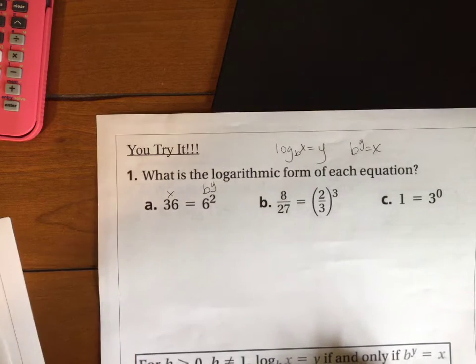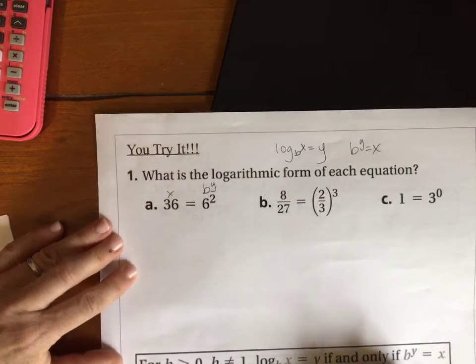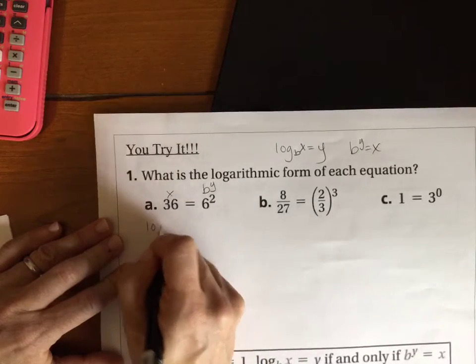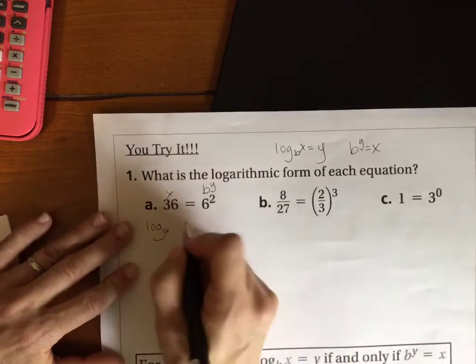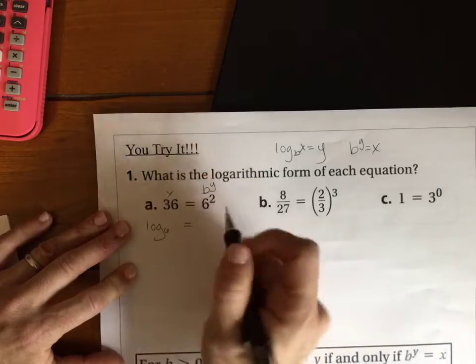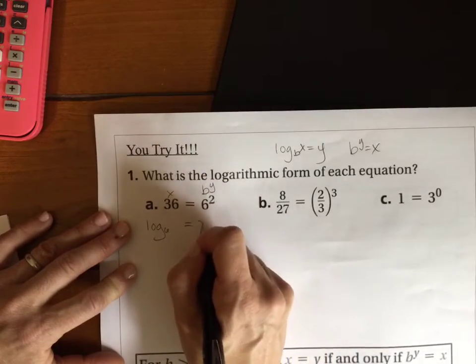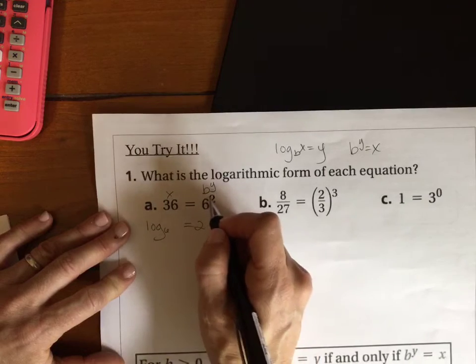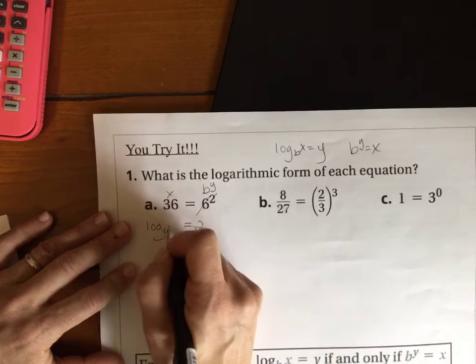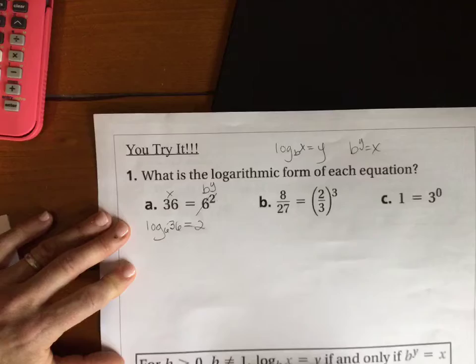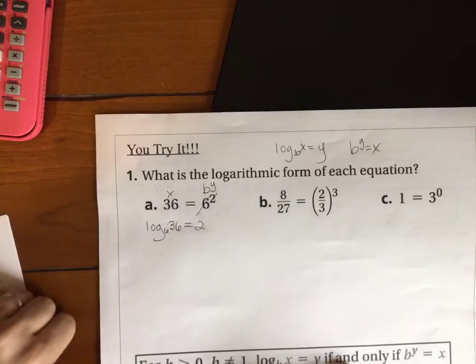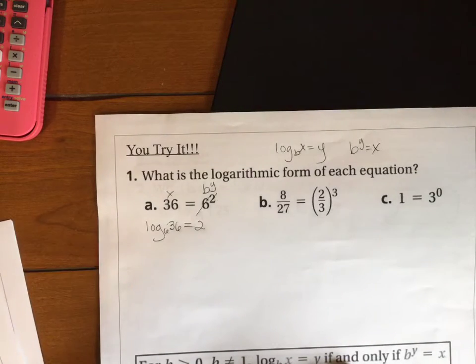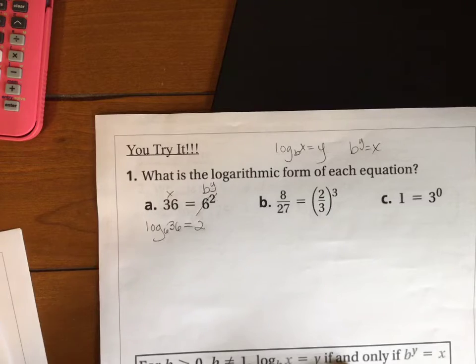So if I want to write this in exponential form, I have log base 6. I know logs always equal my exponents, so I'm just going to put the 2 out there. And what's the only number that I haven't checked off? I've checked off this one and this one, so 36 must go there. All right.